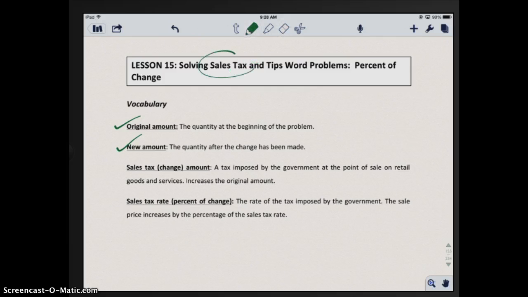So, sales tax is a tax imposed by the government. Maybe it's federal government, maybe it's local government, at the point of sale. So when you buy something, you pay taxes on it, with a few exceptions for us living in Minnesota. Sales tax rate is the percentage. Basically, it's like a percent of change. So the sales tax amount is the amount of change. Amount is a key word, and then the sales tax rate is the percent of change.